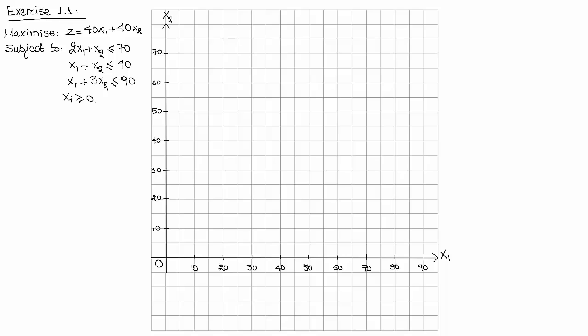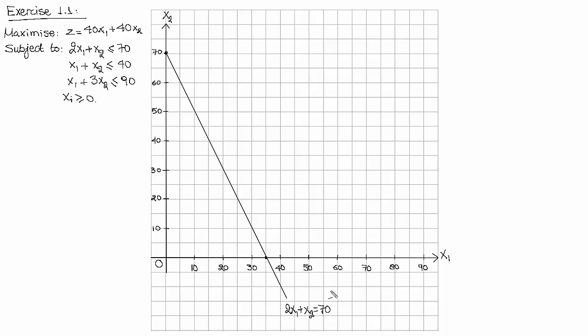solution. So we're going to graph the three lines 2x1 plus x2 equals 70, x1 plus x2 equals 40, and x1 plus 3x2 equals 90. So for the first one, when x1 is 0, x2 is 70, and when x2 is 0, x1 would be 35. So we have the straight line from 70 down to 35. And this is the line 2x1 plus x2 equals 70.